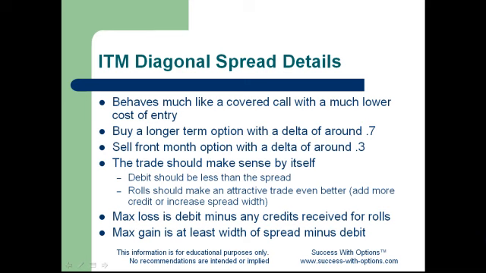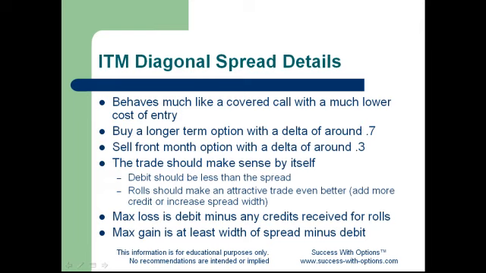When evaluating the trade, it should make sense without considering the rolls. That means that the width of the spread should be more than the cost of the initial debit. That way the credits received on the rolls make the trade even more attractive. The maximum loss on the trade is the initial debit minus any credits received for the rolls. The maximum gain will be the width of the spread minus the initial debit at a minimum, but it could be more with the credits received for the rolls.